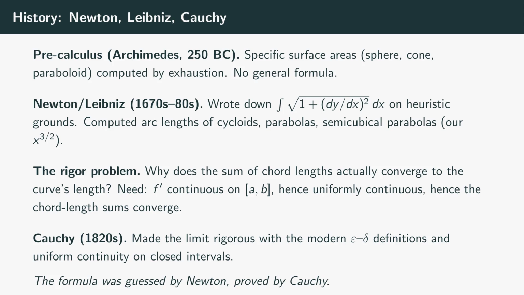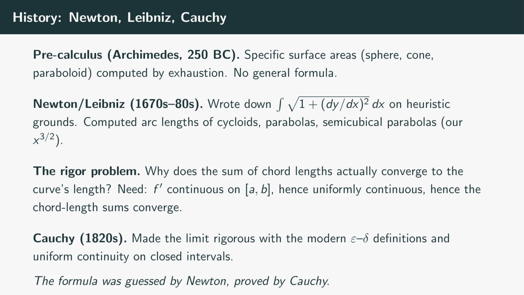Brief history of how this formula came to be. Pre-calculus, Archimedes already knew specific surface areas: the spheres, the cones, the paraboloids. He proved them by the method of exhaustion, a kind of pre-calculus limiting argument that gives you specific answers for specific shapes, but no general formula. He had no integral symbol.